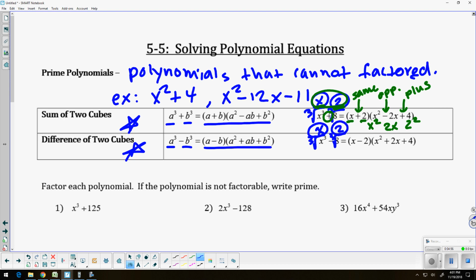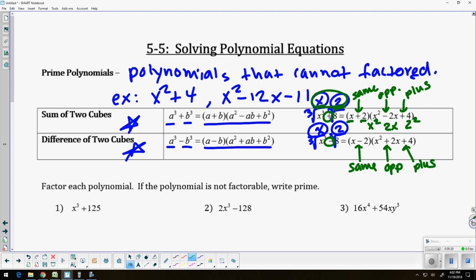So here's how it works. Like I said, binomial followed by a trinomial. That's how it factors. Look at the signs first. In the binomial, it's going to be the same sign, followed by the opposite in the trinomial, followed by a plus sign. Okay, as long as you remember same, opposite, plus, again, pretty easy.